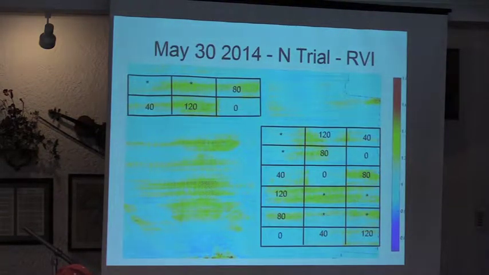But look here, if we compute what is called the red vegetation index, the differences between 0 and 40, 0 and 80, 0 and 120 kilograms of nitrogen. And this is on May 30.